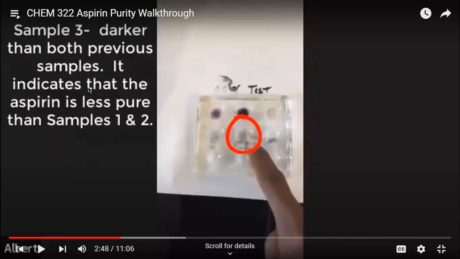So this would be for sample 3. If you were using sample 3 in the data sheet where it says, is it within limits, you would say no. It's too dark. It's almost as dark as the crude that's over here in the top left corner. Right? It's almost as dark as that, and that's not good. So again, if you have a sample that looked like that, and you had time, and you were actually doing this to make this aspirin pure enough for someone to ingest, then you would recrystallize it again.